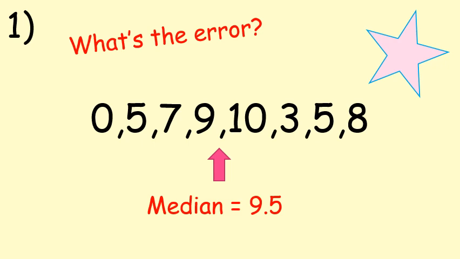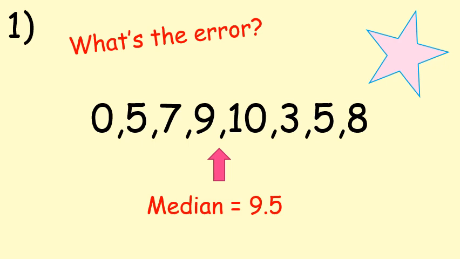So some of you may have noticed that when we're looking at this data, when we're finding the median, the first thing we do is put our data in order of smallest to biggest numbers. If we look at this list, it goes 0, 5, 7, 9, 10, but then it goes 3, 5, 8. So this list is clearly not in order of smallest to biggest.